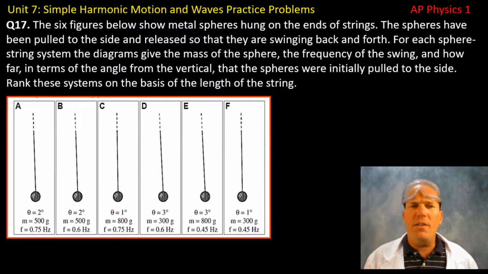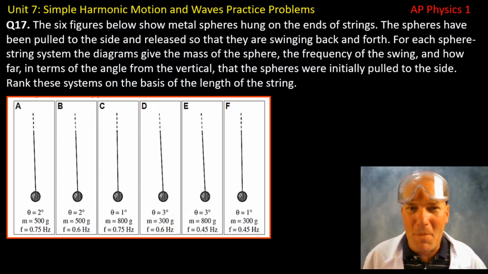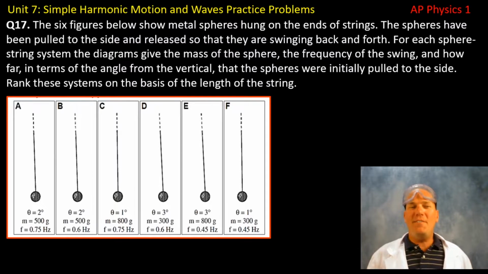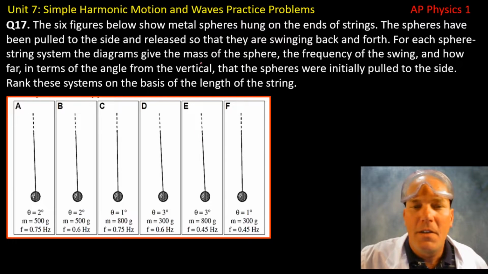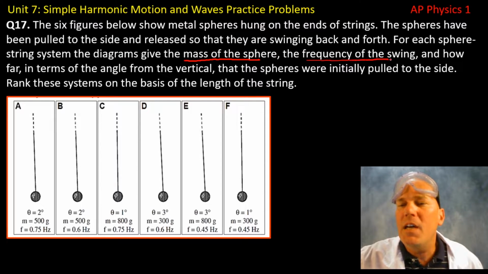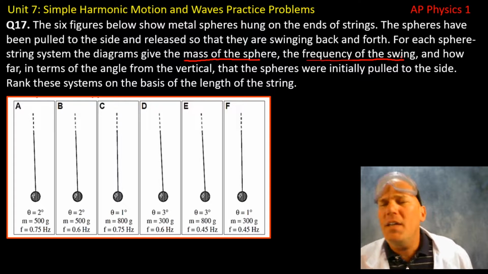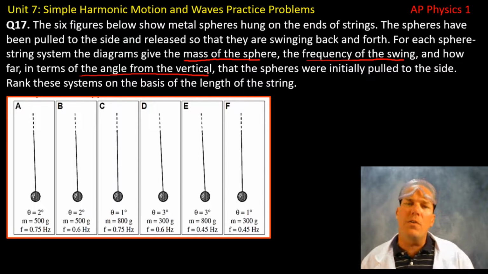Here we have 6 figures, and they show metal spheres hung on the ends of strings. And these spheres have been pulled to the side and released, and they're swinging back and forth in simple harmonic motion. For each sphere, you are given diagrams that show the mass of the sphere. Are we falling for that, guys? No, it's independent of mass. Mass doesn't matter.